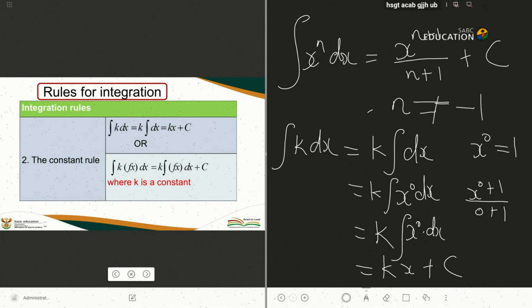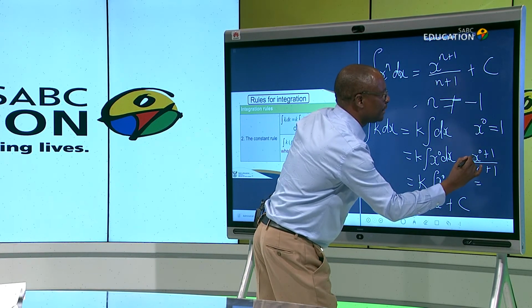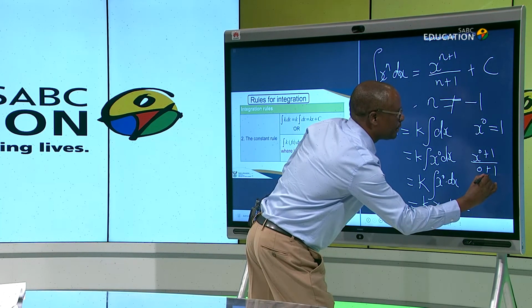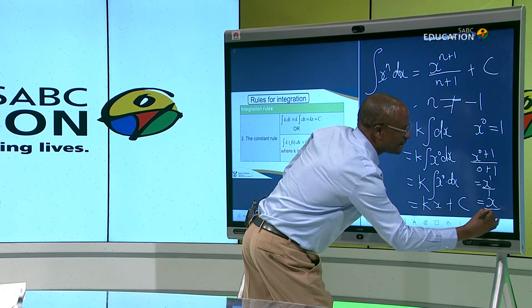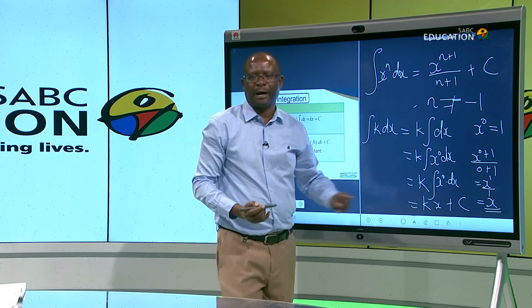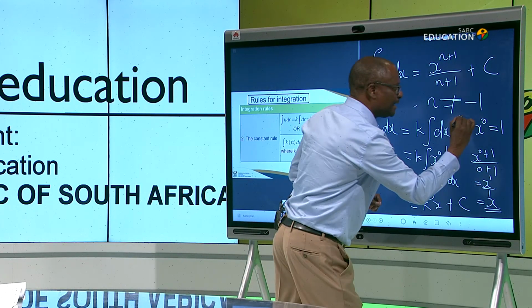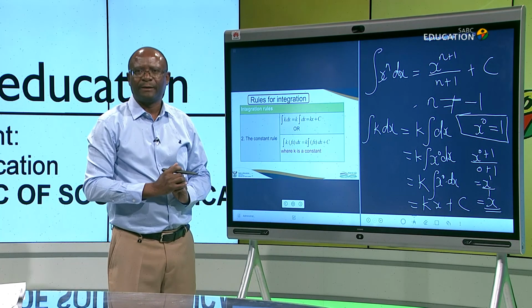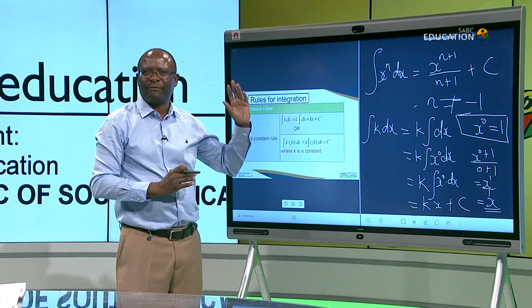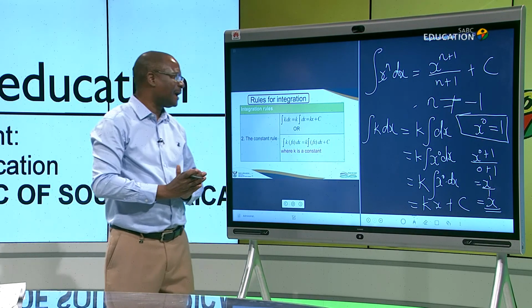Kx plus c. This x here is coming from x to the exponent of 1 over 1, which is equal to x. That is where this x is coming from. That is very important. Everything here is coming from that rule, the exponential law that we have learned from the lower grades. Here also it must be applied.